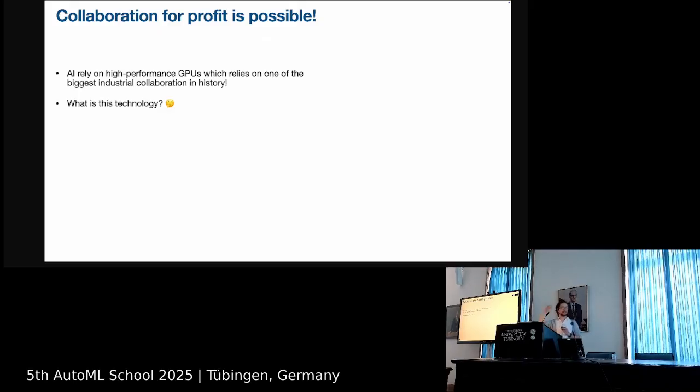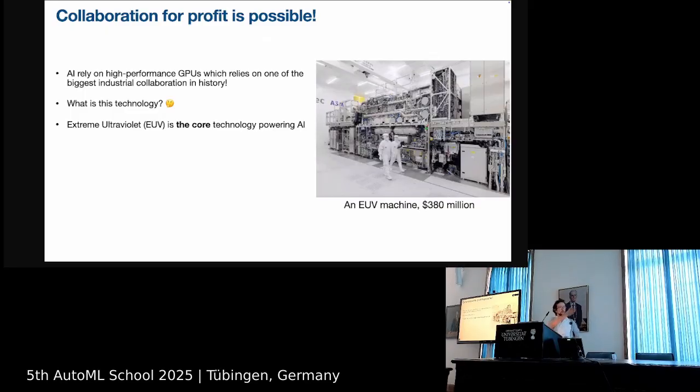So ASML, the company that assembles this machine, is based in the Netherlands. They're using mirrors from Germany, and I'm not sure there's another company on Earth that can make mirrors that good. And it relies on a lot of other pieces, and it's really the core technology that's powering AI. So that's one of these extreme ultraviolet machines. It costs like 400 million to buy one. In case you are interested, they are all sold out.